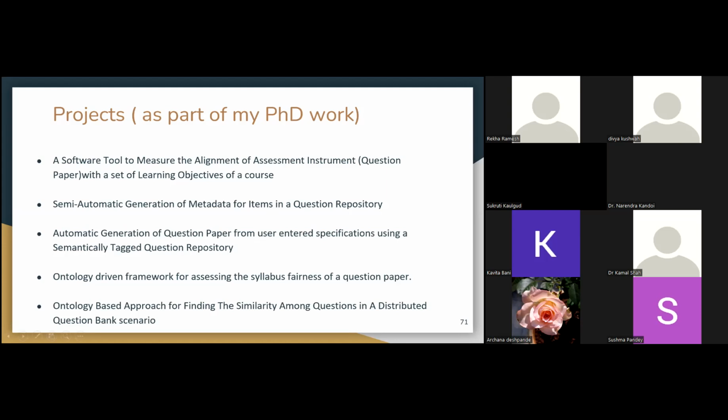Similarly, the second is semi-automatic generation of metadata. That means if I give a question paper, for each question it will tell me what the type of question is and what the Bloom's level of that question is. All this metadata associated with each question it will generate automatically. Complete automation was a little difficult, so it is semi-automatic generation of metadata.